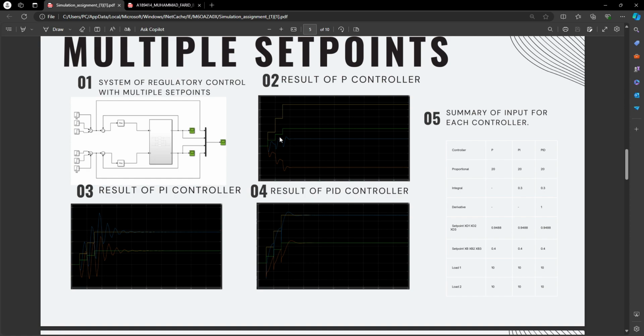So we are going to see the result from the P controller. This is the graphical result of the P controller using the multiple set points, and then going through the PI controller, this is going to be the result, and then the PID controller. We are going to obtain these graphical results. And these are the summaries of the input for each controller, P, PI, and PID, which are all set to the same load of 10.